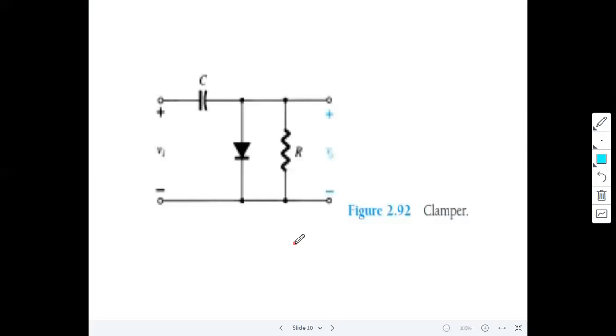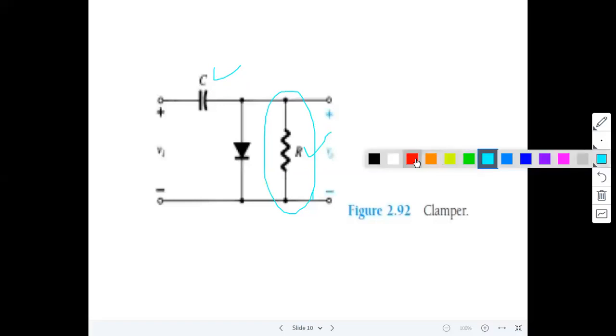So far in our clamper analysis, we have not considered the resistor, right? We analyzed the positive clamper or negative clamper with only a capacitor and diode. In some cases people use a resistor also, a resistor at the output terminal. Then how to choose this resistor value: there is a circuit time constant here. This is R, this is C.